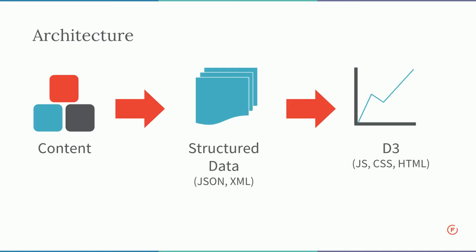I usually look at the overall architecture of building visualizations as going along this flow. You have some content somewhere that may or may not be there. If it's coming from a Drupal site, then that might be the content you're starting off with. You're trying to get that content into a structured format, and that's where structured data comes in. The typical ones we use are JSON and XML, but of course CSV is perfectly fine as well. And in the end, you'll have your D3, which is your combination of JavaScript, CSS, HTML, and D3 being a JavaScript library.